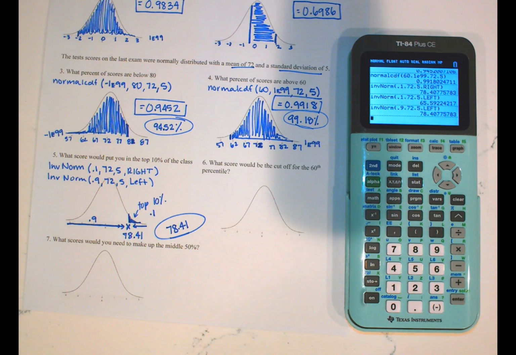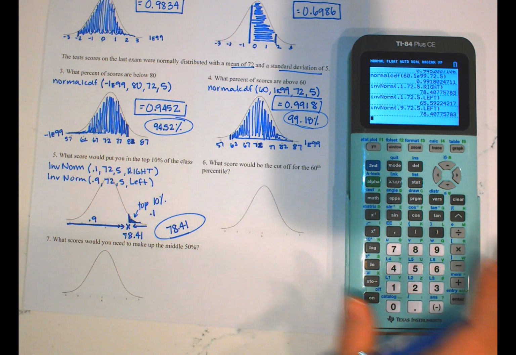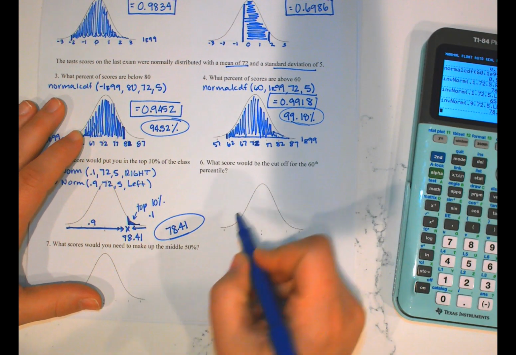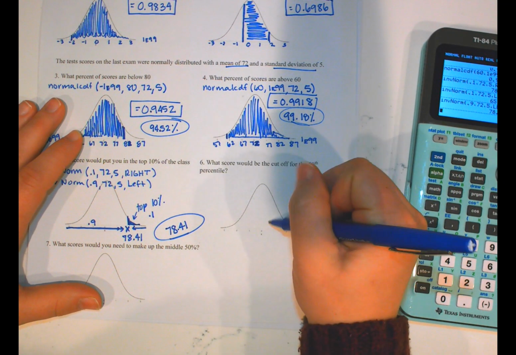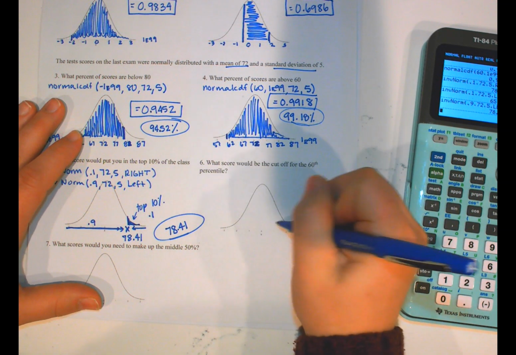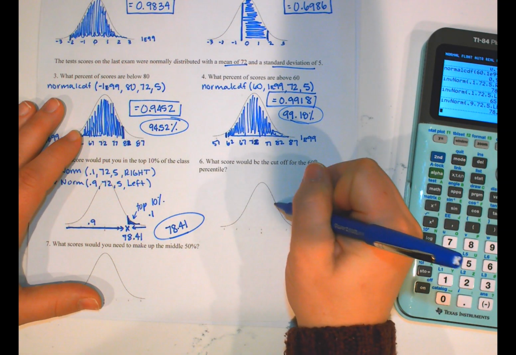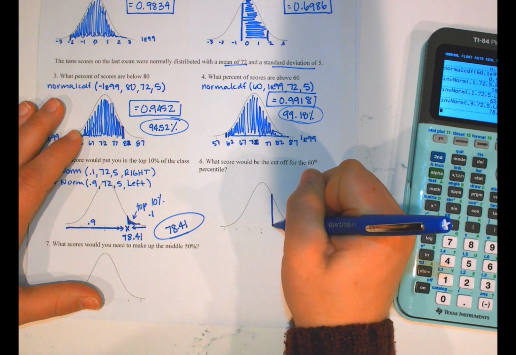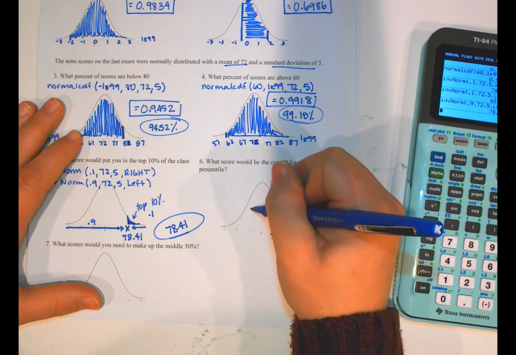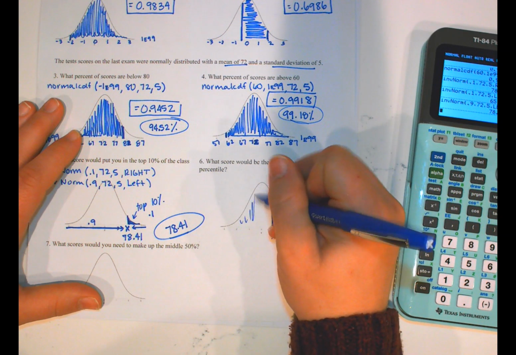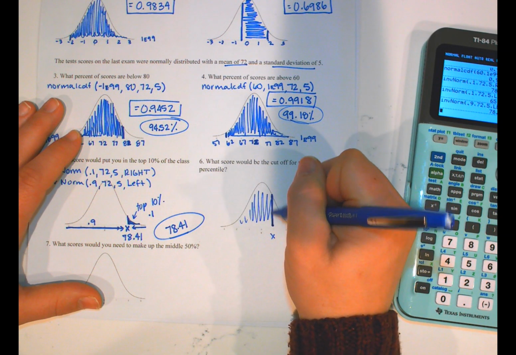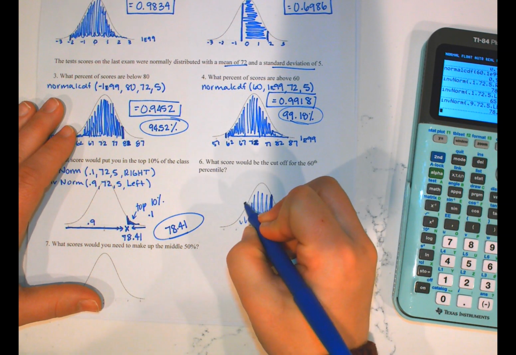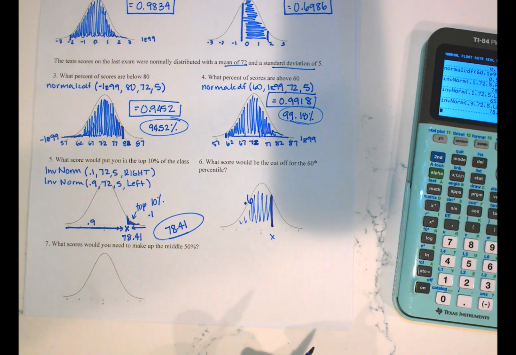All right, so the next one asks what score would be the cutoff for the 60th percentile. So this is asking if I want to be on the 60th percentile, I want to be 60% over this way. So if this is 50, 60 would be about right here, right? So the 60th percentile is this, right? Working up to this area right here puts you in the 60th percentile, this X value. So I know the area over here is 0.6.